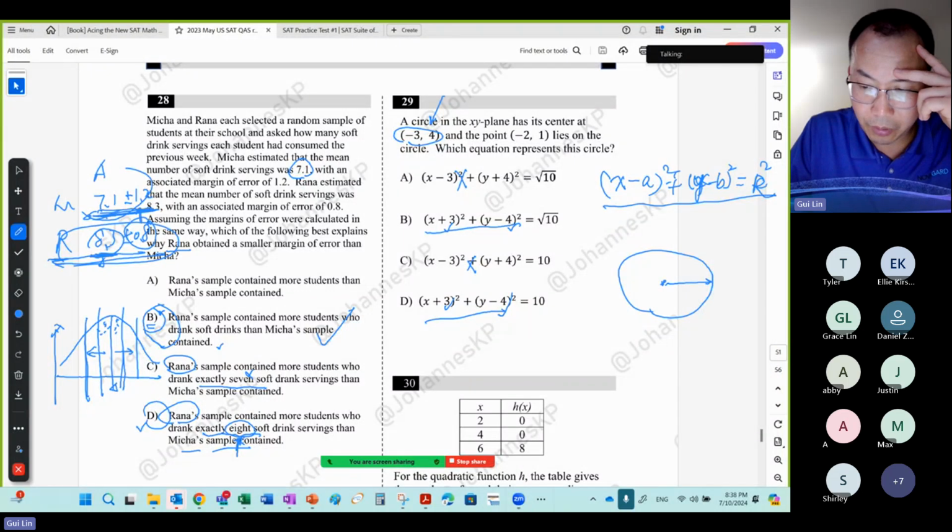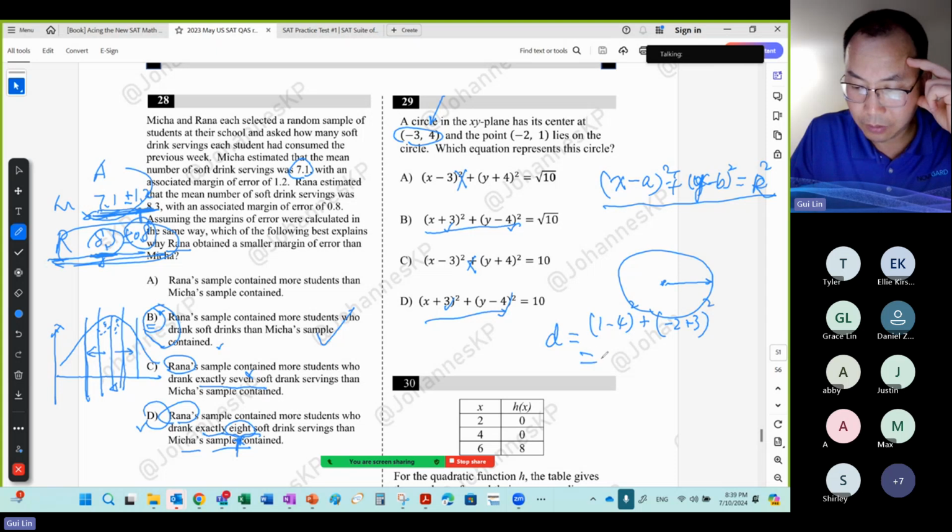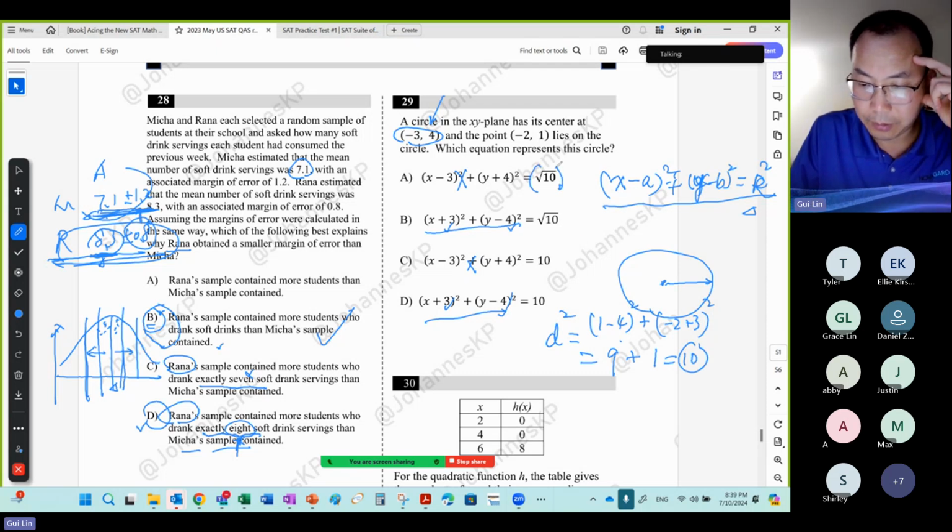The point (2, 1) lies on the circle. So the distance between the two, the distance between this dot, will be the radius, right? Let's see the distance equals (1 minus 4) squared plus (minus 2 minus minus 3, which is plus 1) squared. So equals 9 plus 1 equals 10. So the right part is r squared. R squared should be 10, not square root 10, right? So this one is correct.